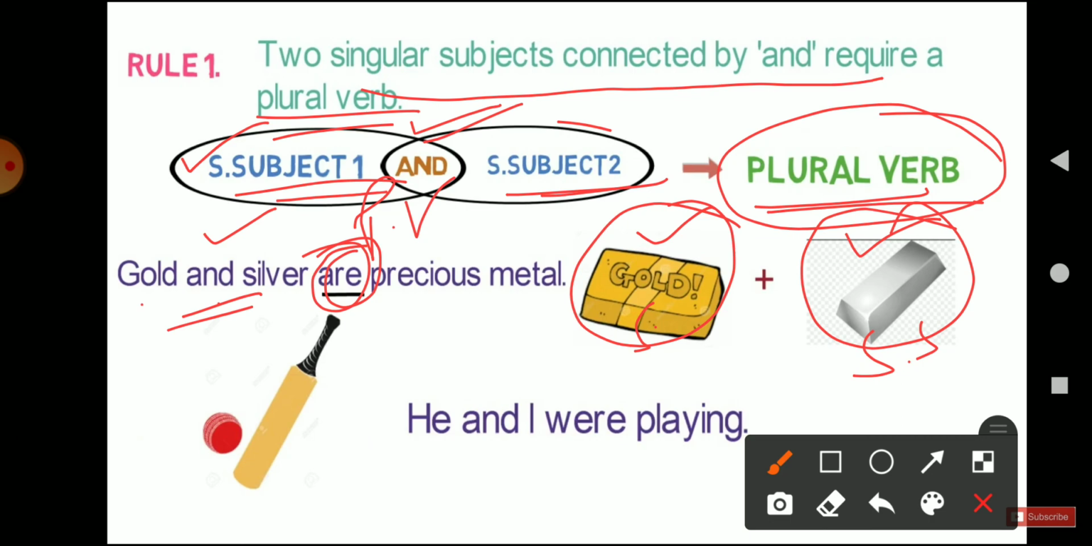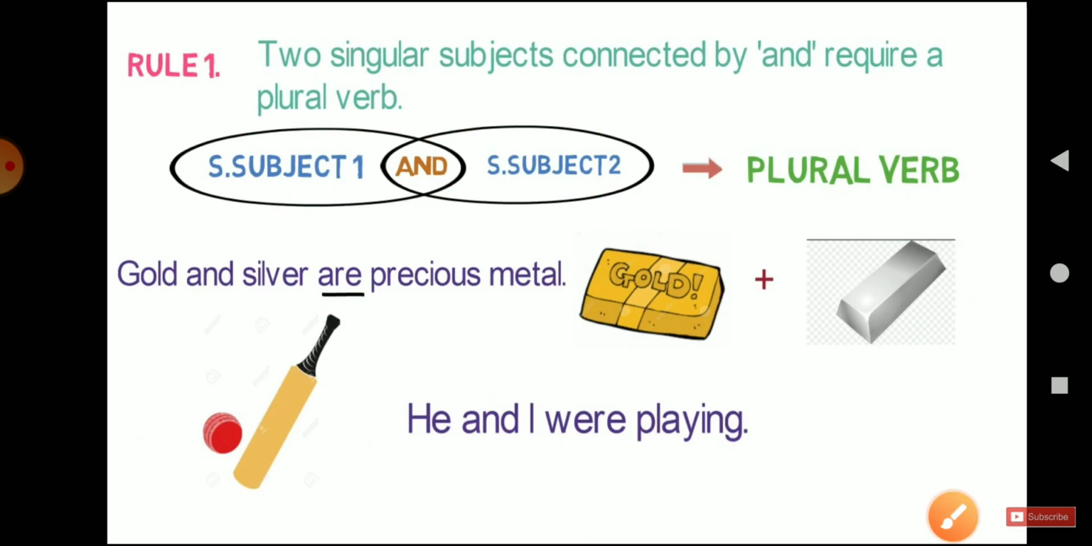Correct? Now, if you see the second example also, "He and I were playing." He is a singular subject and I is a singular subject. Both are joined with "and". So we have used a plural verb here, that is, "were playing." Right? So you understood this particular concept: rule number one says that if two singular subjects are connected by "and", the verb should be in plural form.